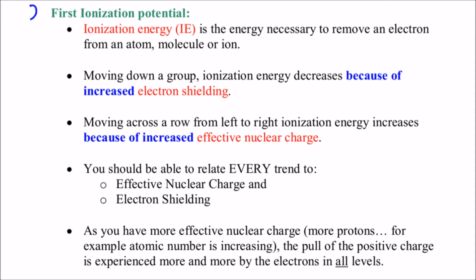Which brings us to our second periodic trend. First, ionization potential, also sometimes called ionization energy. Ionization energy is the amount of energy that it requires to remove an electron from an atom, molecule, or ion. So, if you move down a group, the ionization energy is going to decrease because there's more electron shielding. Let's think about this.